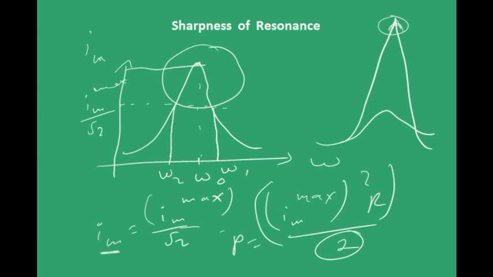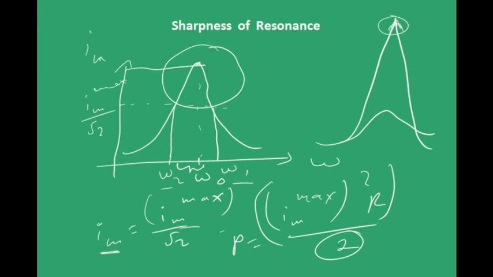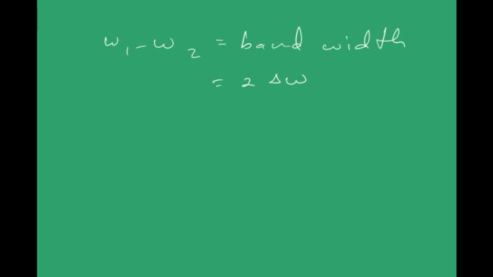And by symmetry, you can say that omega naught is the midpoint of these 2 points, omega 2 and omega 1. Now, the distance between these 2 points, that is omega 1 minus omega 2, is often referred to as bandwidth. You might have heard this term. And this is nothing but 2 delta omega. Delta omega is this distance or this distance. Got it? So this is known as bandwidth.